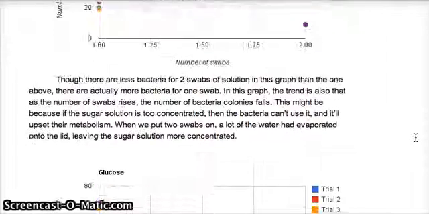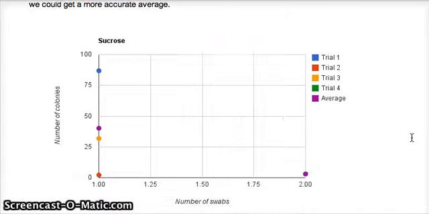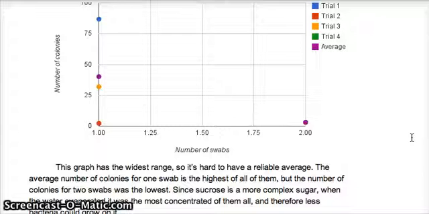But there's one outlier on the sucrose. This huge outlier is 87, I think. And then there's a bunch of reasons why we thought that it had a huge outlier, like the inoculator could have sneezed, or some wind could have blown in.